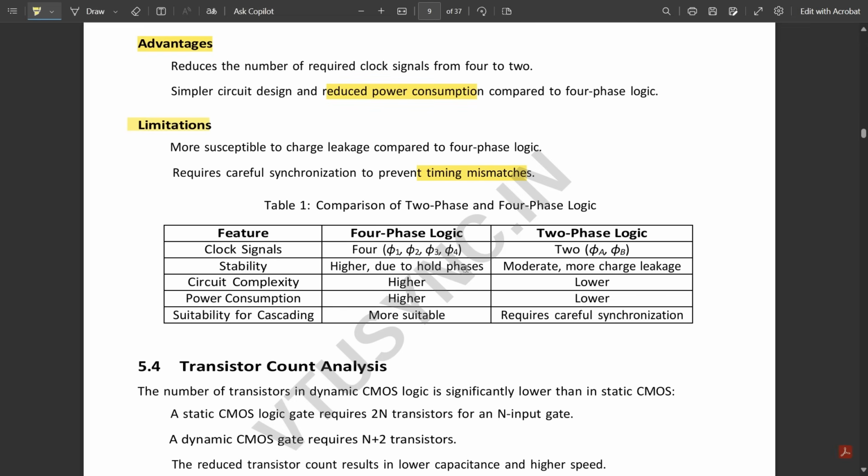Stability is higher due to hold phases, since it has hold phases, so stability is high in case of 4 phase. In case of 2 phase, the stability is moderate, that is the charge leakage is very high. Circuit complexity is high for 4 phase and low for 2 phase. Power consumption is high in case of 4 phase, and in case of 2 phase it is low. Suitability for cascading, it is more suitable for 4 phase, whereas in case of 2 phase it requires careful synchronization.